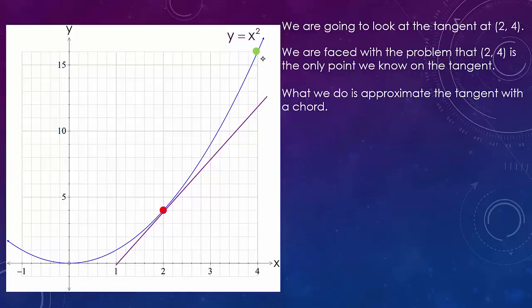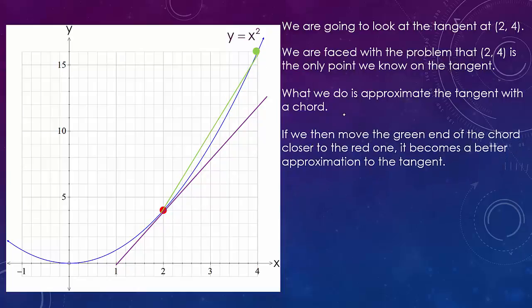What I mean by a chord is we take another point that we know is on the graph. In this case, we've got the point (4, 16). And then we draw a chord, that's a line that goes between those 2 points. If we then move the green end of the chord closer to the red one, it becomes a better approximation to the tangent. And you can see what's going to happen here. When we use a limiting process and make green as close to red as possible, it's going to be a really good approximation.